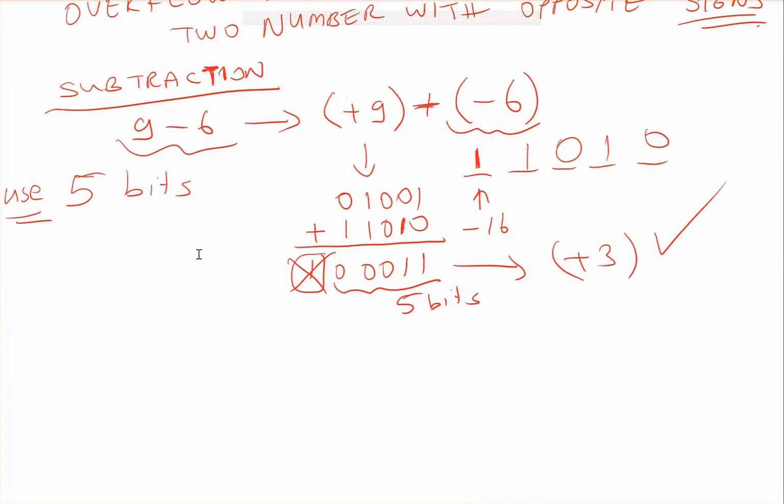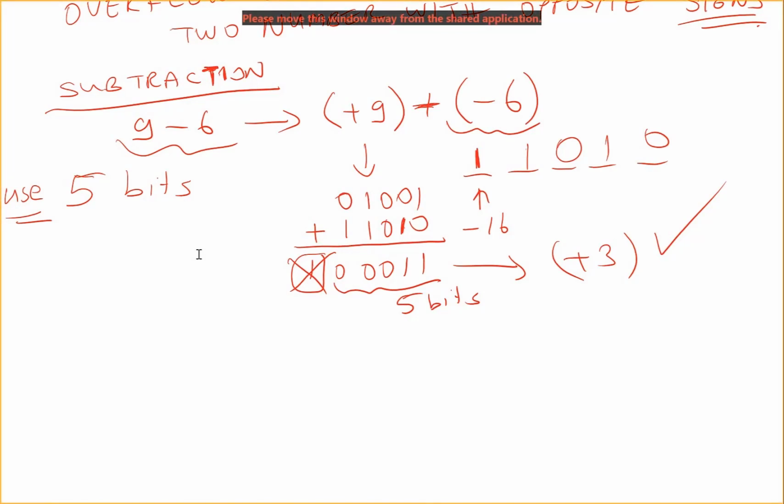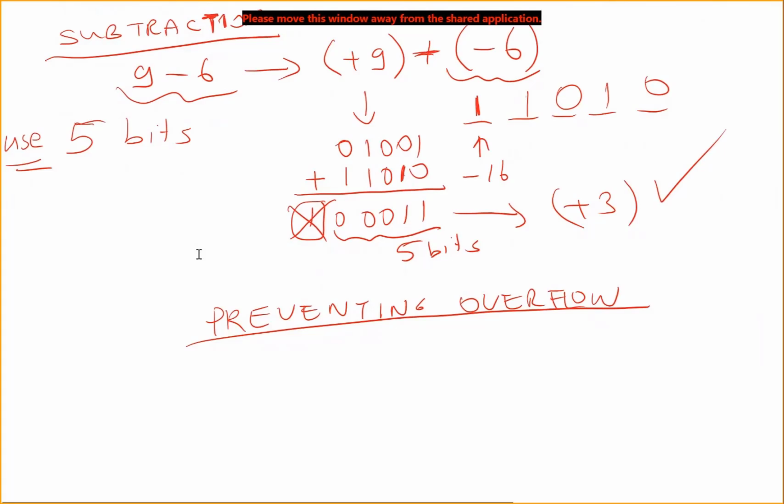Okay, so if overflow is happening, let's say we designed a calculator, and in the calculator we need to make sure there should be no overflow, right? So if overflow is happening, we need to detect it, and then give an error message. We can say overflow happened. Let's say preventing overflow. So there are basically two ways.